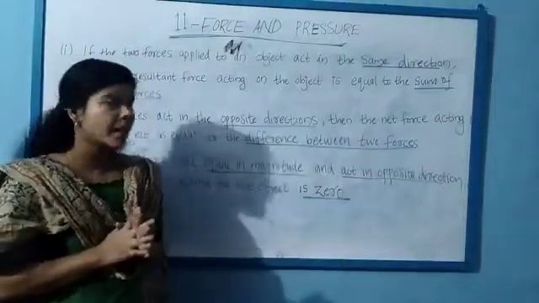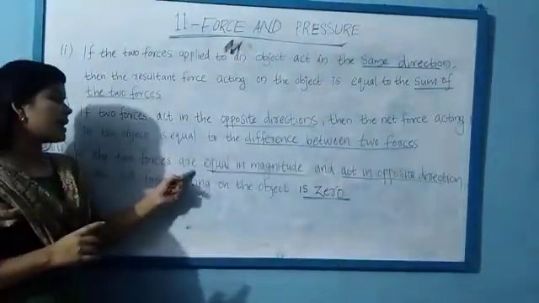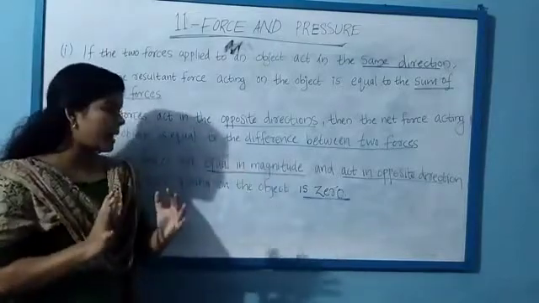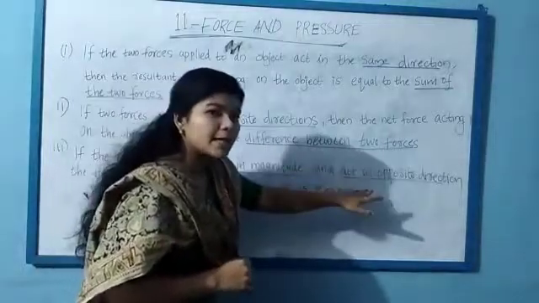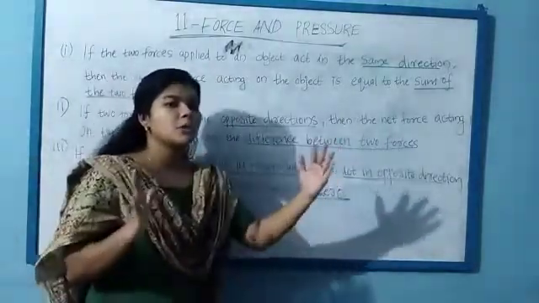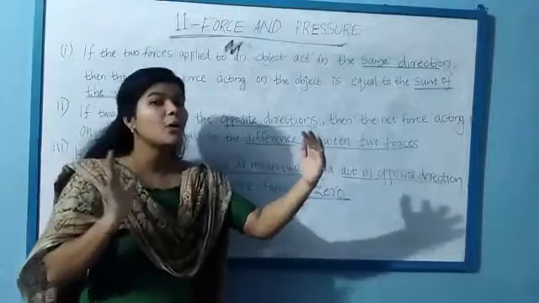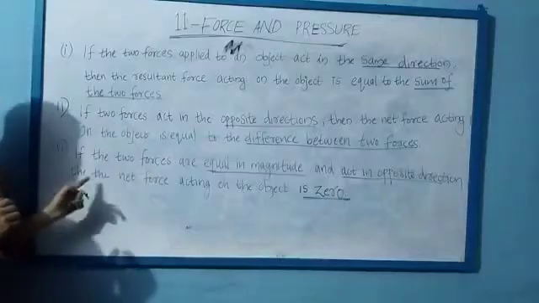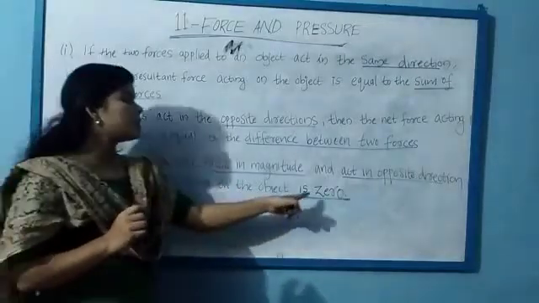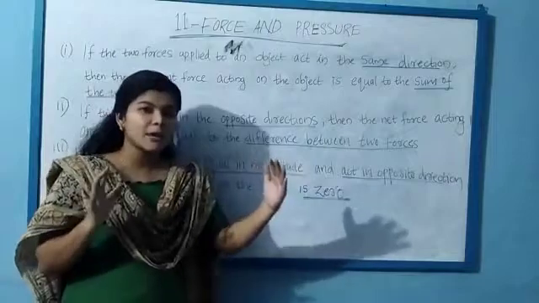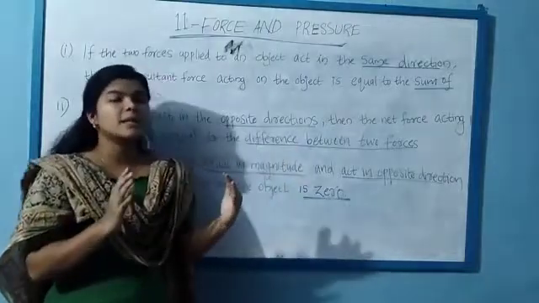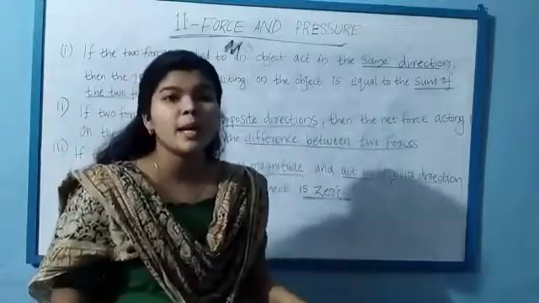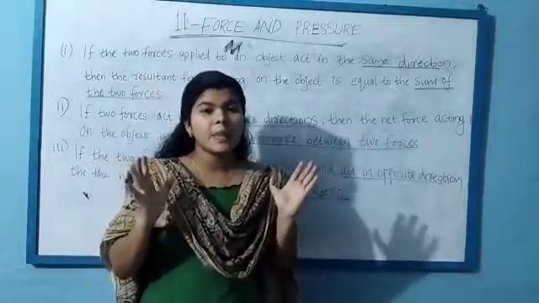The force experienced by that body is equal to the difference between the two forces applied by you and your friend. The third case is if the two forces are equal in magnitude, which means equal in measurement, and they are acting in opposite directions. What will happen? Then the net force acting on the object is 0. When we are applying equal forces in the opposite directions, the net force will be 0. Here in this case, the body does not move, it remains in the same position.